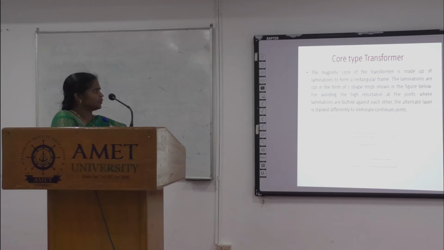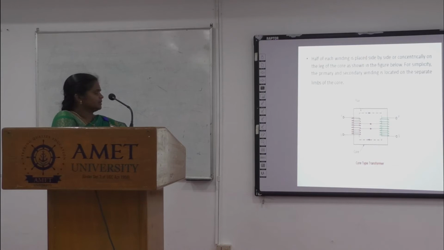First, we will discuss the core-type transformer. The magnetic core of the transformer is made up of laminations to form a rectangular frame. The laminations are cut in the form of L-shaped strips as shown in the below figure. For avoiding the high reluctance at the joints where the laminations are butted against each other, the alternate layer is stacked differently to eliminate continuous joints. This is a diagram for a core-type transformer.